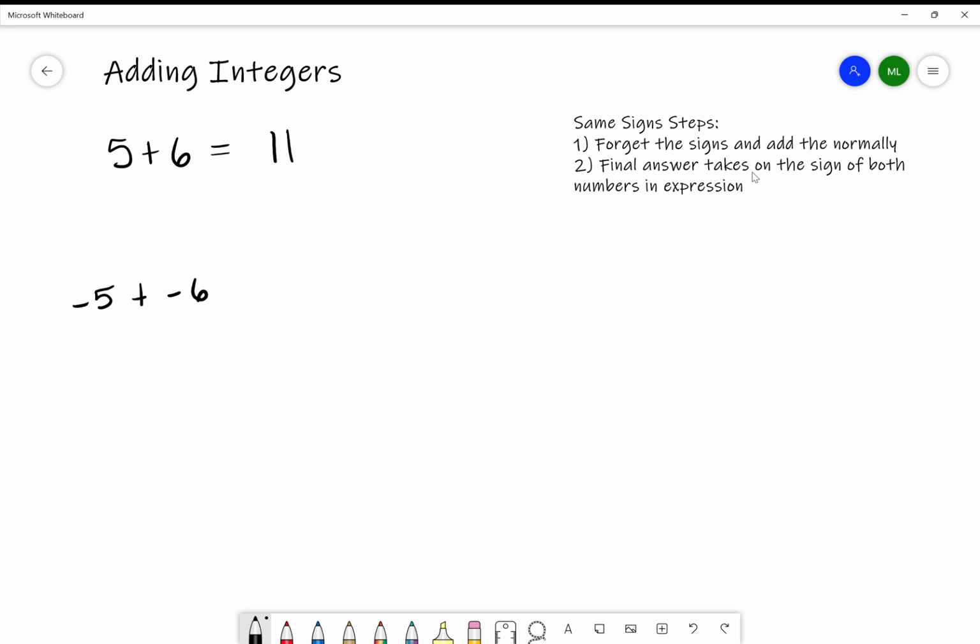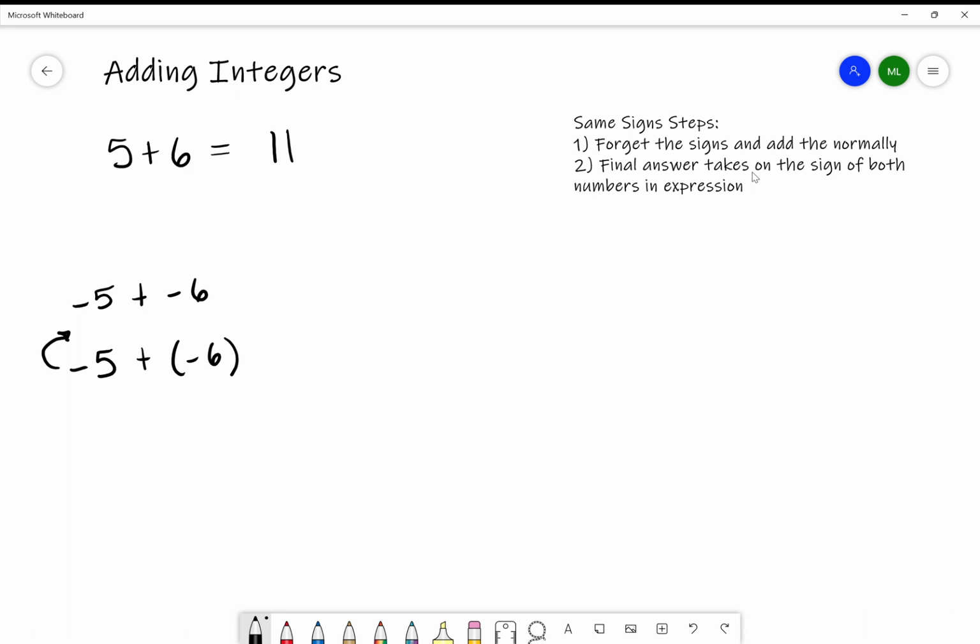And then sometimes in the context of your problems or situations, it can be written as 5 plus negative 6. All right? So just don't be discouraged. This right here means the same thing as this on top. Negative 5 plus negative 6.